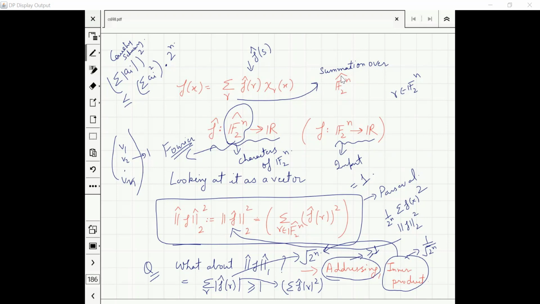We are talking about Fourier coefficients. So what I'm saying is something which you have seen before. I can think of my function as a vector. And once I see it as a vector, I can talk about its 1 norm or 2 norm. And this f hat is a vector in what space?